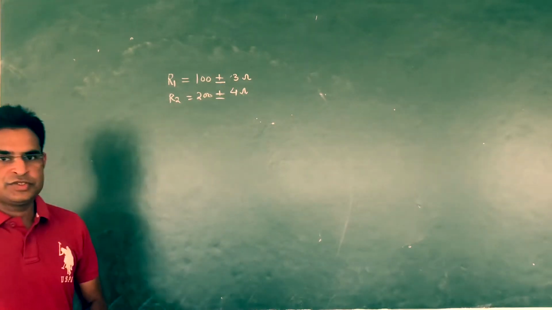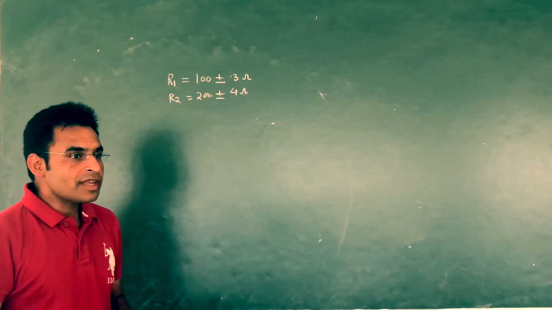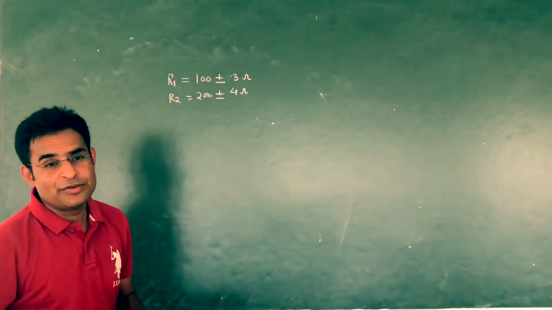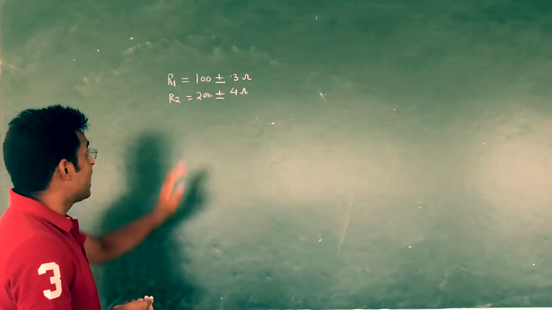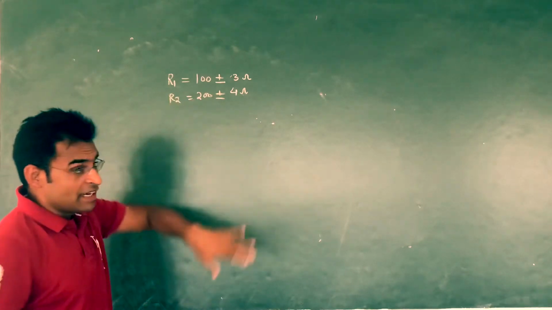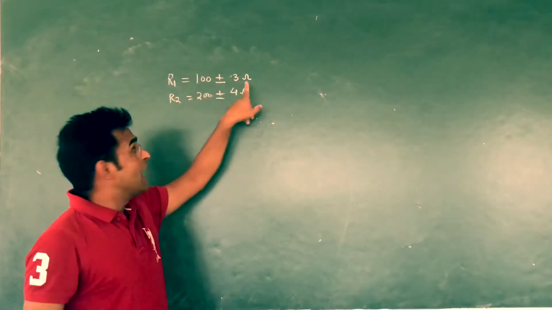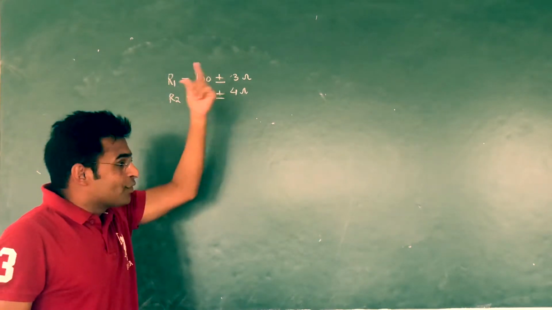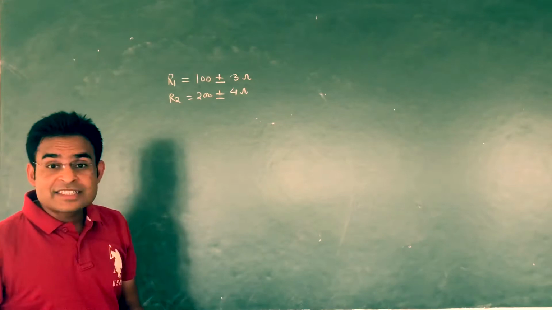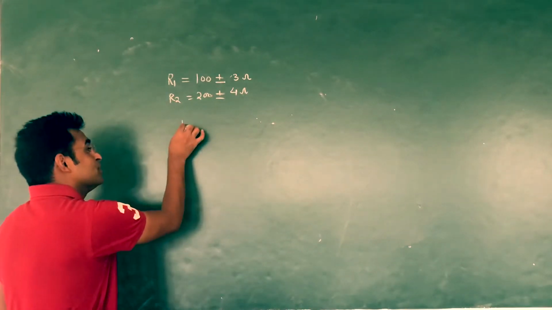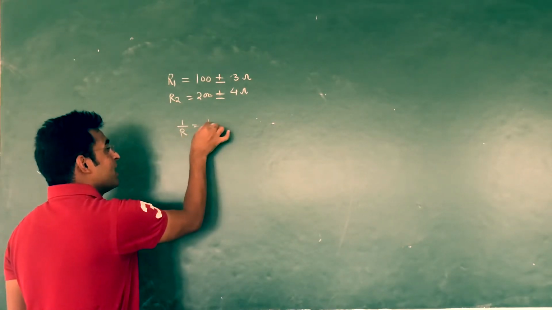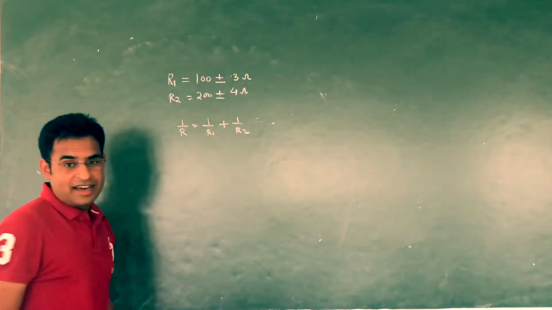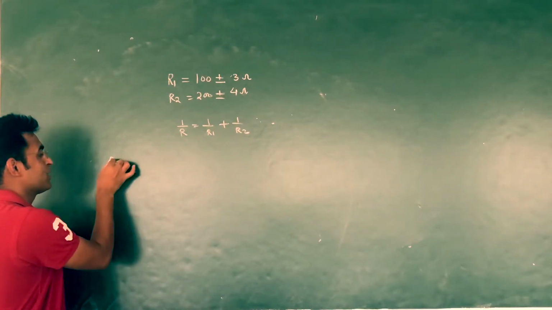They are asking in this question what will be R if I take the parallel combination of these. And we know for parallel combination, 1 by R is equal to 1 by R1 plus 1 by R2. This is R1 with error, R2 with error. The actual value of R1 is 100 and this 3 ohm is error. The actual value of R2 is 200 and this 4 ohm is error. So what will be the error in R? Means they are asking this thing, R plus delta R.